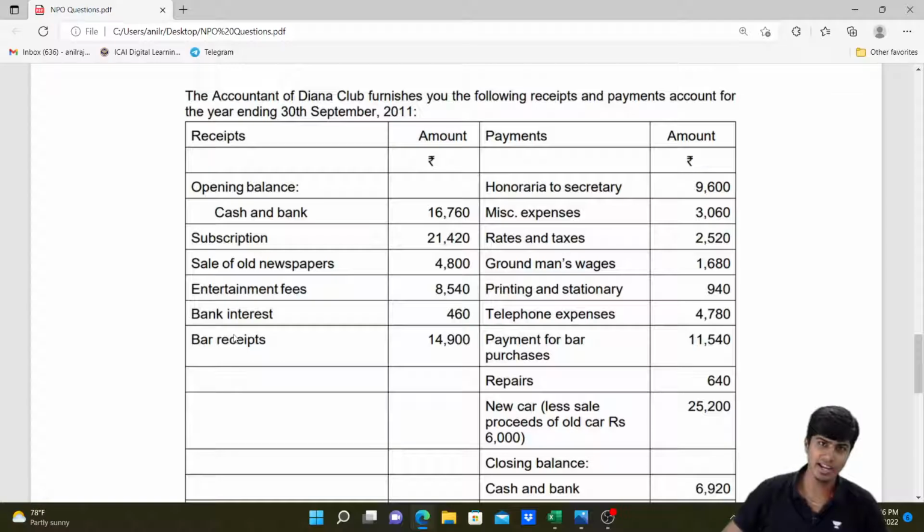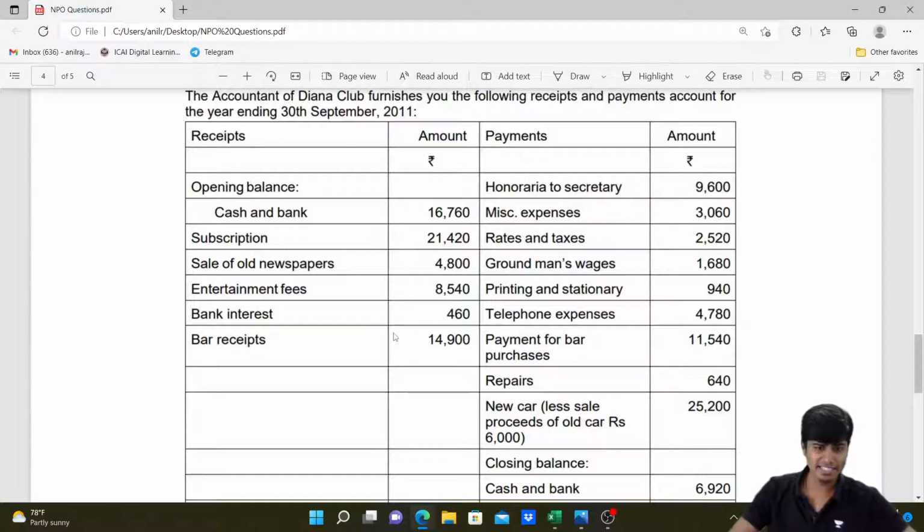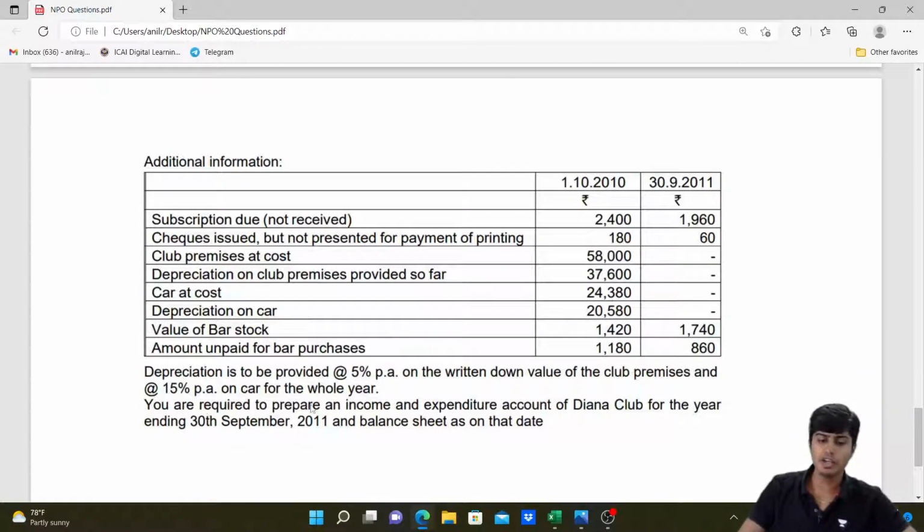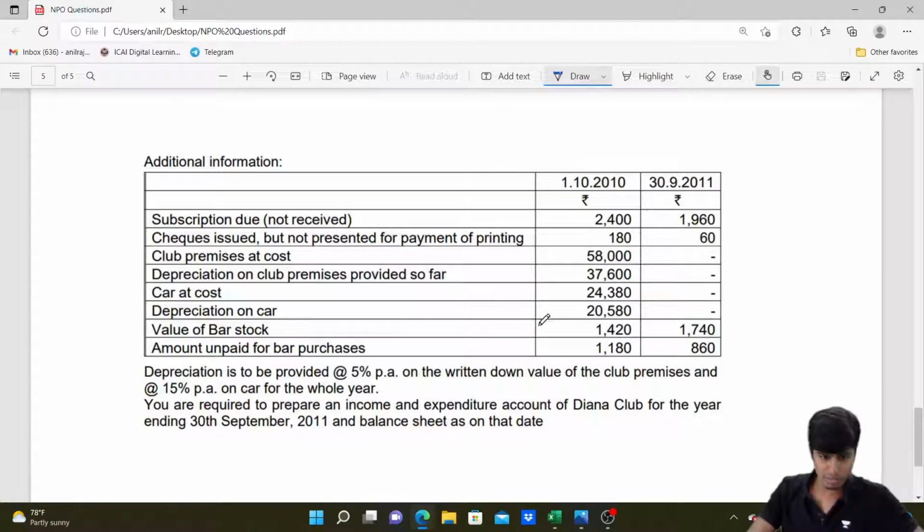The accountant of Diana Club furnishes you with the following information: receipts and payment account for the year ending 30th September 2011. And come to the last line quickly. You are required to prepare income and expenditure account of Diana Club for the year ending 30th September 2011 and balance sheet as on that date. So great. They want you to prepare income and expenditure account and balance sheet.